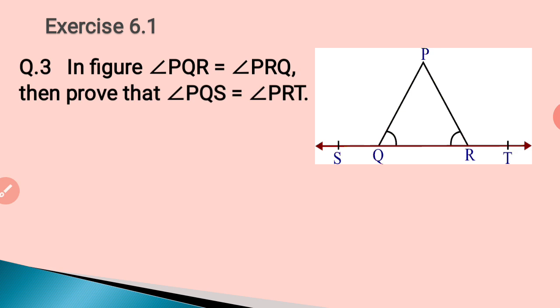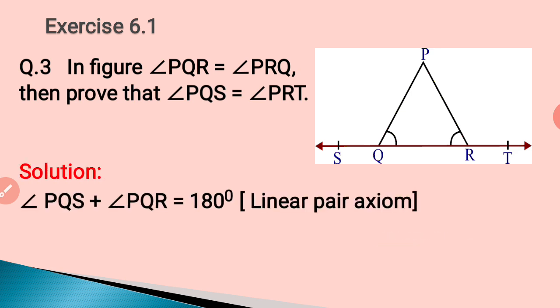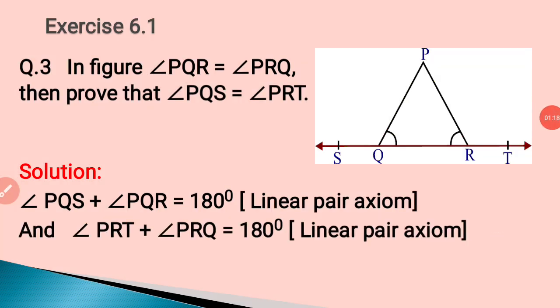Now, if we go by the solution, here we come to know by looking at the figure itself that angle PQR and angle PQS form angles in a linear pair. Similarly, angle PRT and angle PRQ are also angles in a linear pair. So, they'll also add up to 180 degrees. So, we have the two statements using the linear pair axiom.